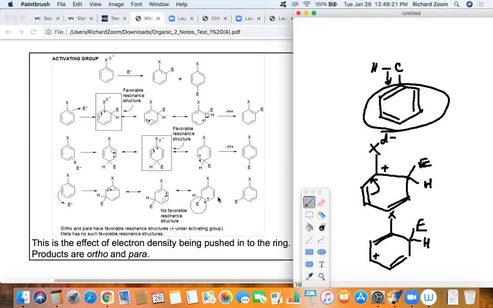So what happens is that the activating group directs ortho and para because there are favorable resonance structures that are involved when the electrophile attaches at those positions. However, when it attaches at the meta position, we don't see that. So it doesn't form meta. You'll notice there's no arrow here because we don't see the meta. Does anybody have any questions?